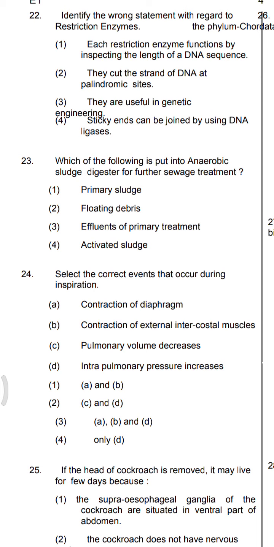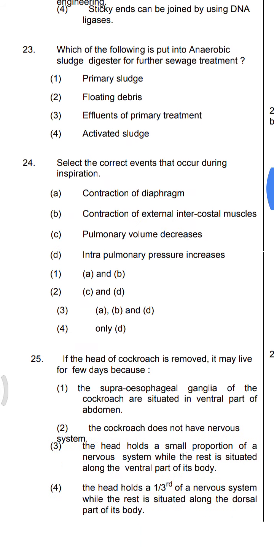24th question, select the correct events that occur during inspiration. A, contraction of diaphragm. B, contraction of external intercostal muscles. C, pulmonary volume decreases. D, intrapulmonary pressure increases. And the options are: 1, A and B. 2, C and D. 3, A, B and D. 4, only D.